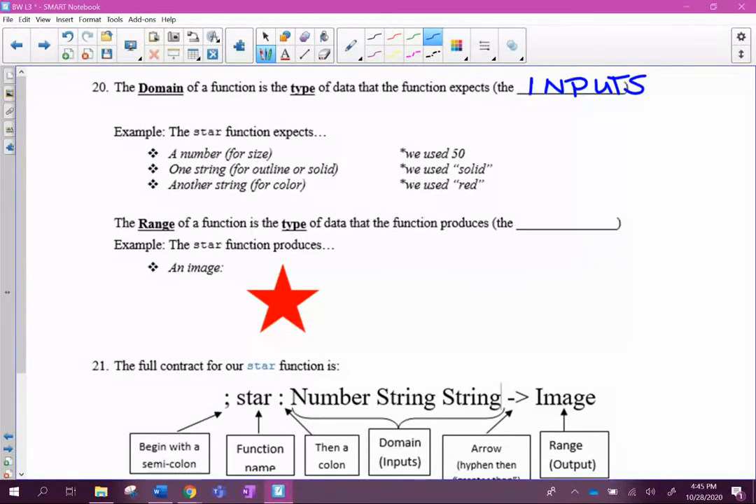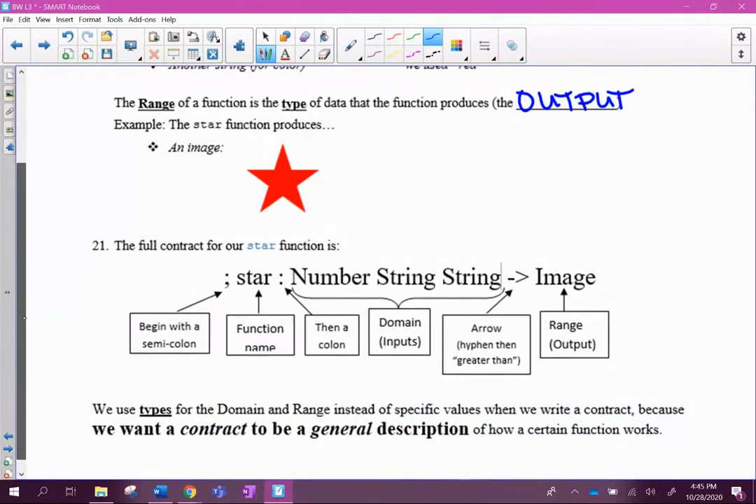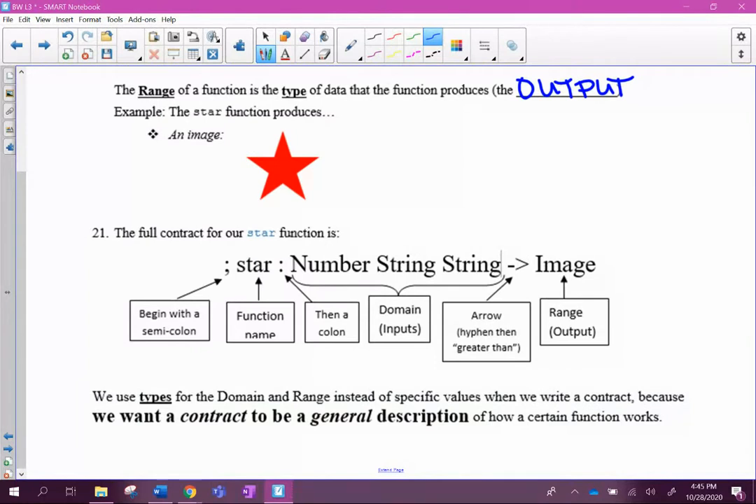Okay? The range of a function is the type of data the function produces. That's the output. So the star function produces an image, right? It physically gave you a star. It didn't tell you a number or a string anymore. It just gave you the image. So the full contract for the star function looks like this.